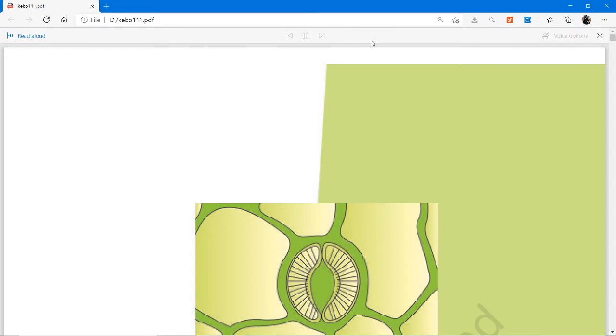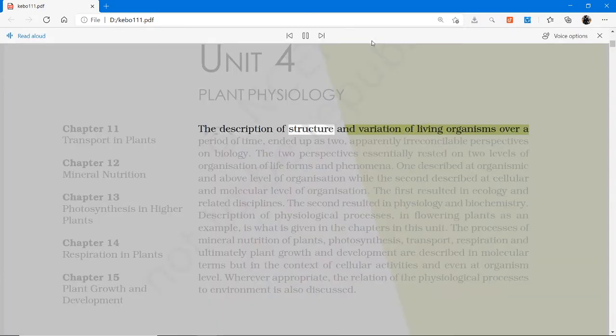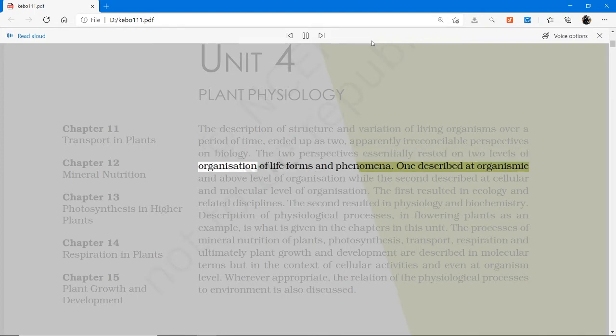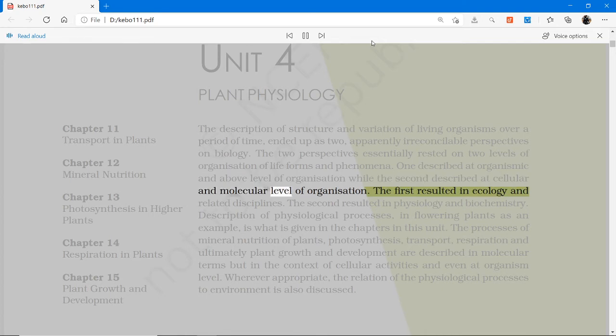Unit 4. The description of structure and variation of living organisms over a period of time ended up as two apparently irreconcilable perspectives on biology. The two perspectives essentially rested on two levels of organization of life forms and phenomena. One described at organismic and above level of organization, while the second described at cellular and molecular level of organization. The first resulted in ecology and related disciplines. The second resulted in physiology and biochemistry.